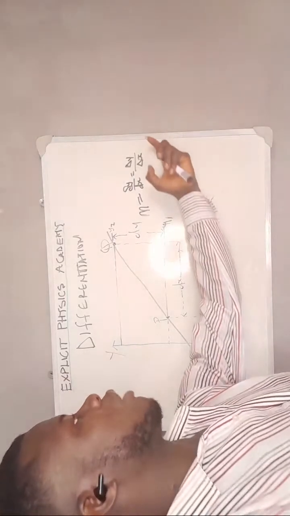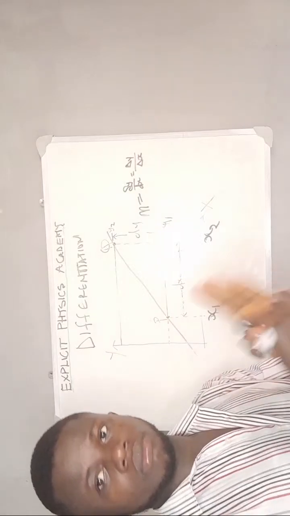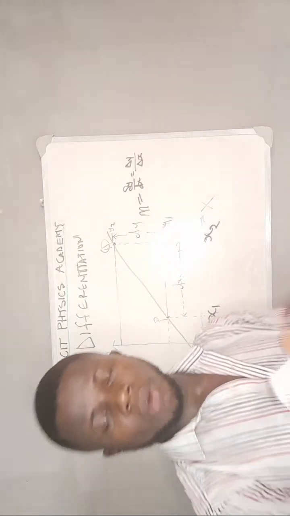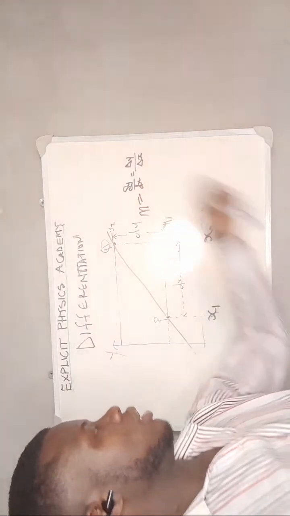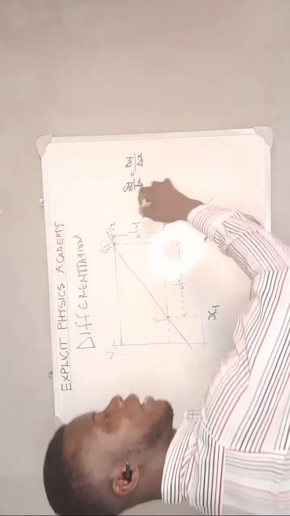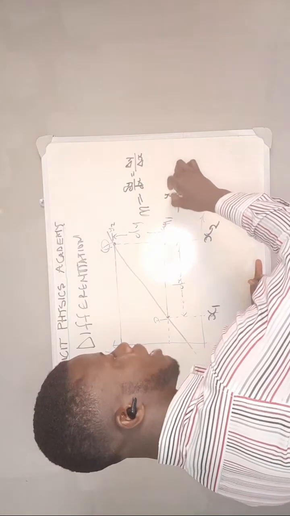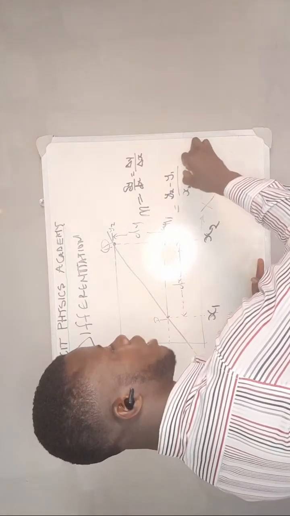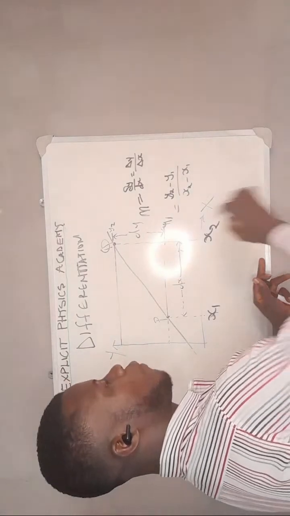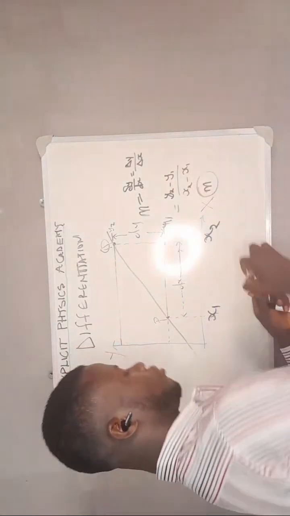Now this is the change we are going to use here. It's quite clear, there is no trick. So this is the change we use in this aspect. Our gradient will be equal to y2 minus y1 all over x2 minus x1. And when you put your values here, you get the gradient being m.